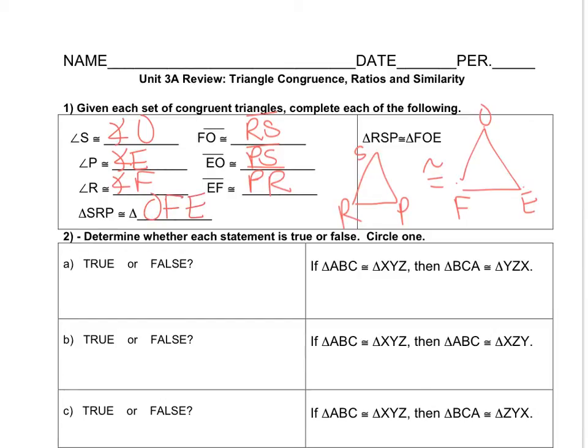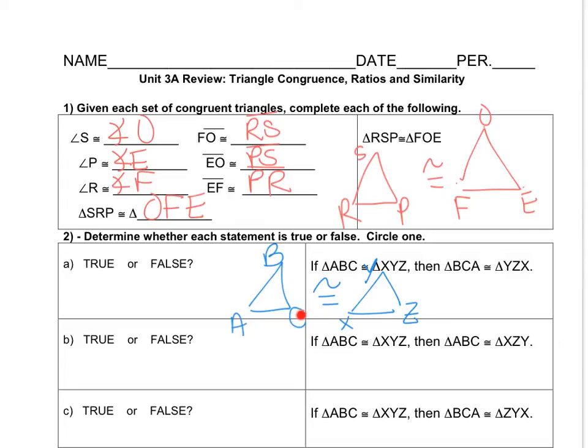On problem 2, it's asking you to determine whether each statement is true or false. If you don't have a picture, I would probably draw one. Here we go. Your first piece of information given tells you that ABC is congruent to XYZ. So let's get those two triangles. I have ABC is congruent to triangle XYZ.